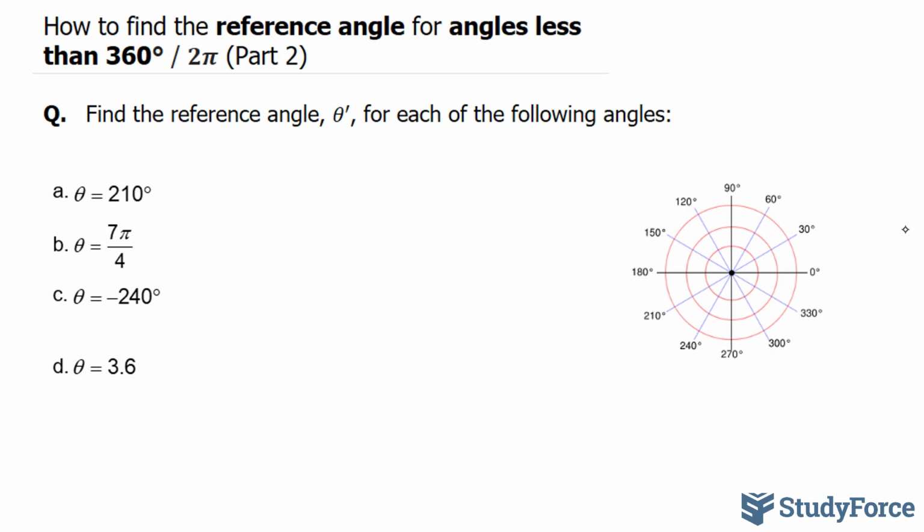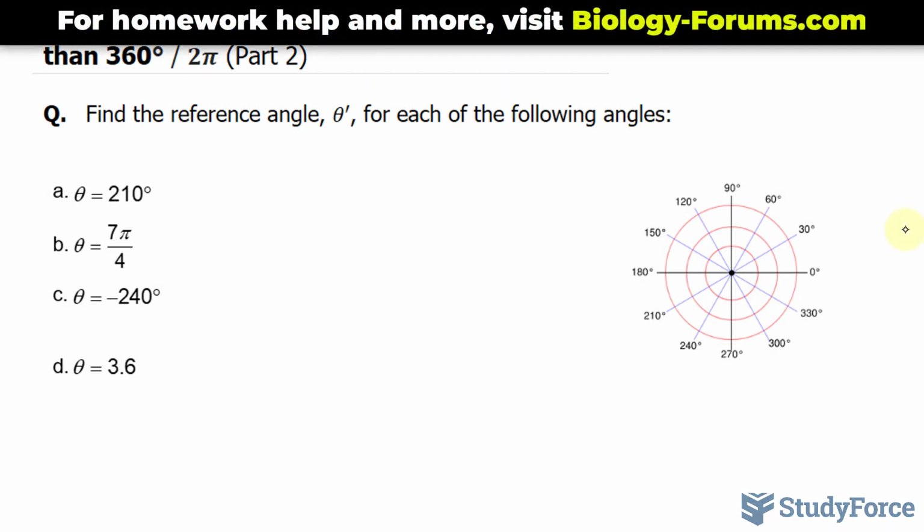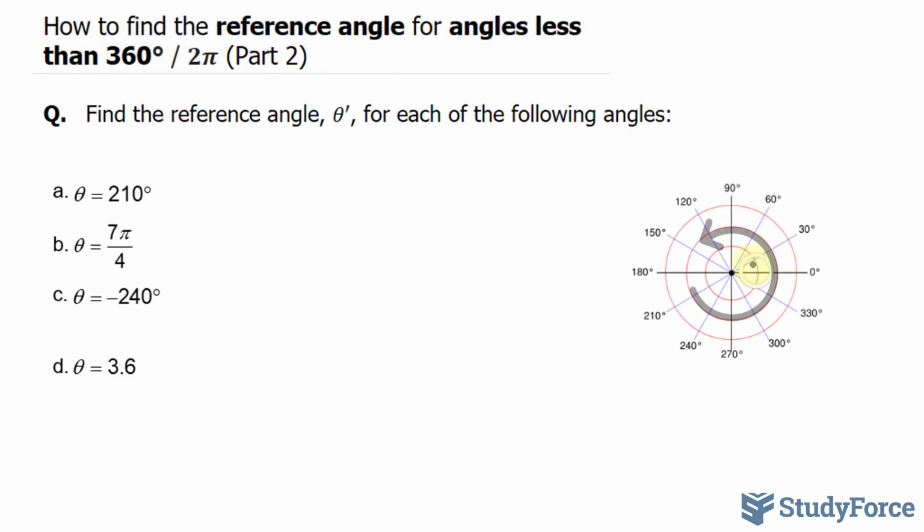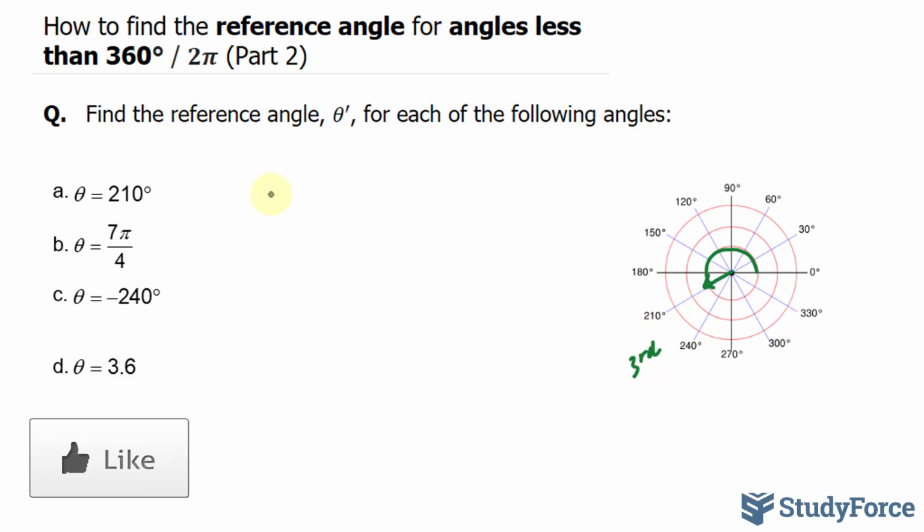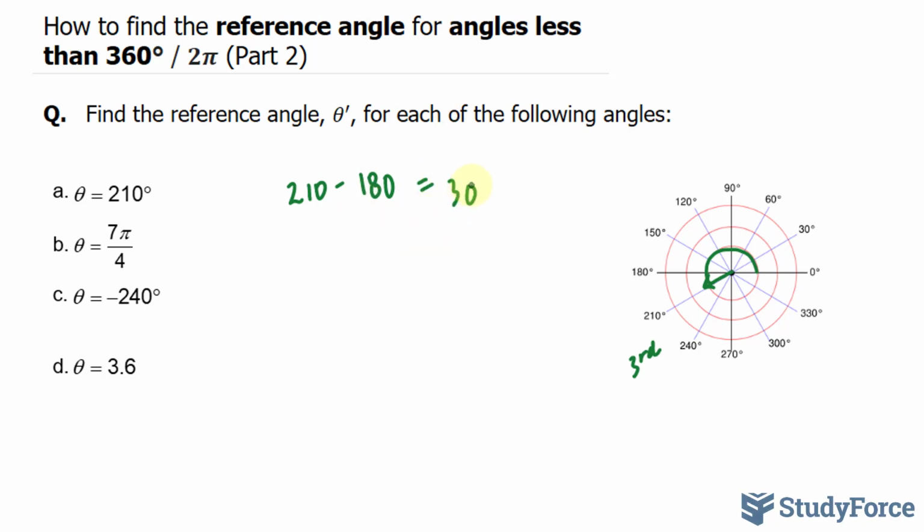The question reads, find the reference angle theta prime for each of the following angles. Starting with A, we have theta is equal to 210 degrees. Now take a look, 210 degrees is positive, so it'll be going counterclockwise, and it will be right here. This terminal side represents 210 degrees. If we want to find the reference angle for a terminal side that's in the third quadrant, we take our angle, which is 210, and subtract 180. Remember, the reference angle is always relative to the x-axis, not the y-axis. So we either add or subtract 180 depending on where our terminal side is. In our case here, we subtract. Subtracting these two, we end up with 30 degrees.